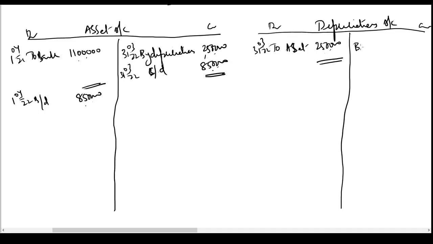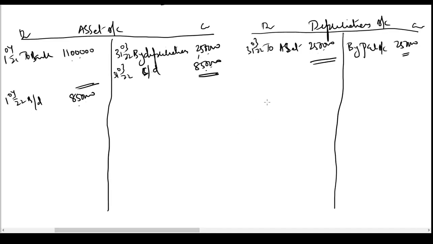What will happen to depreciation? It will be transferred to P&L account. P&L account at our depreciation is the entry we pass. The depreciation account will be closed. There will be no closing balance for depreciation. So in the asset there is a balance of 8,50,000.